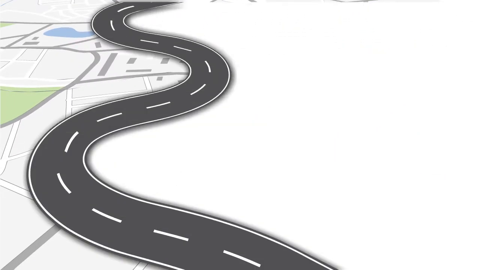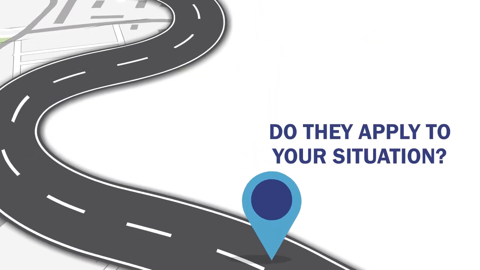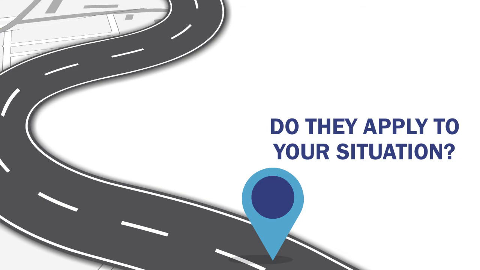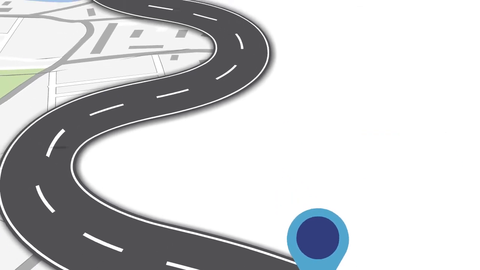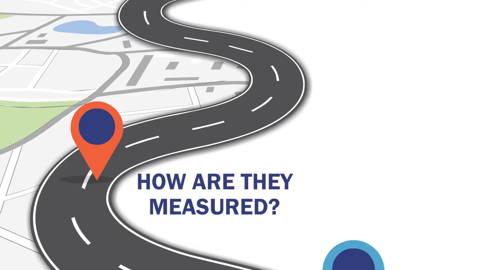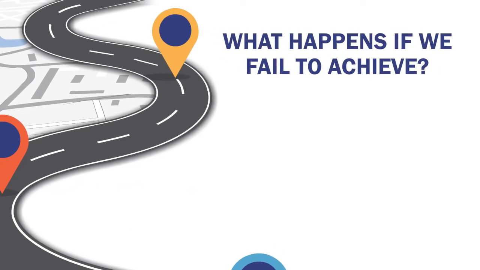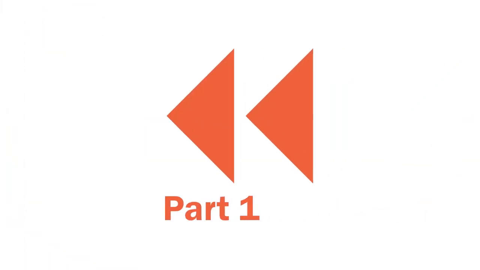Across this two-part video, you'll learn if significant progress and/or minimum conditions apply to your situation, how each is measured and determined, as well as what happens if your state fails to achieve significant progress or maintain minimum conditions. For an overview on achieving significant progress, go back and watch Part 1. Let's continue with Part 2 by looking at minimum condition requirements.